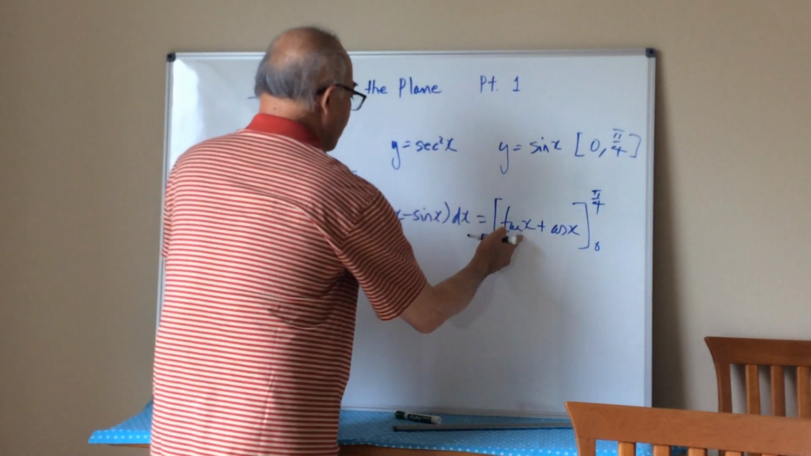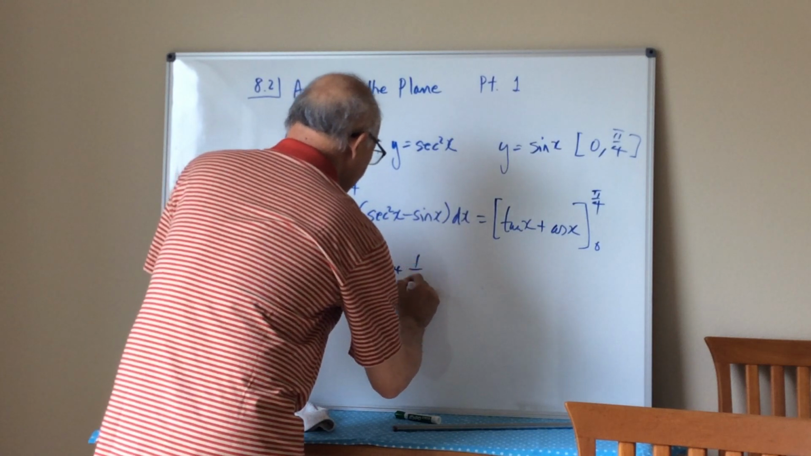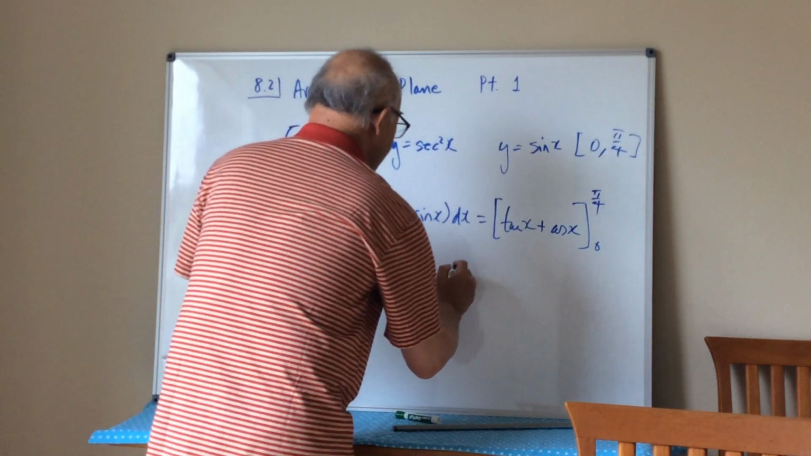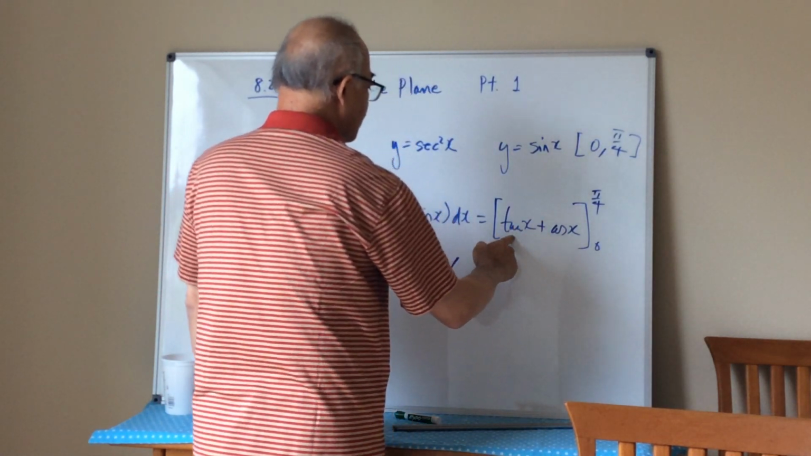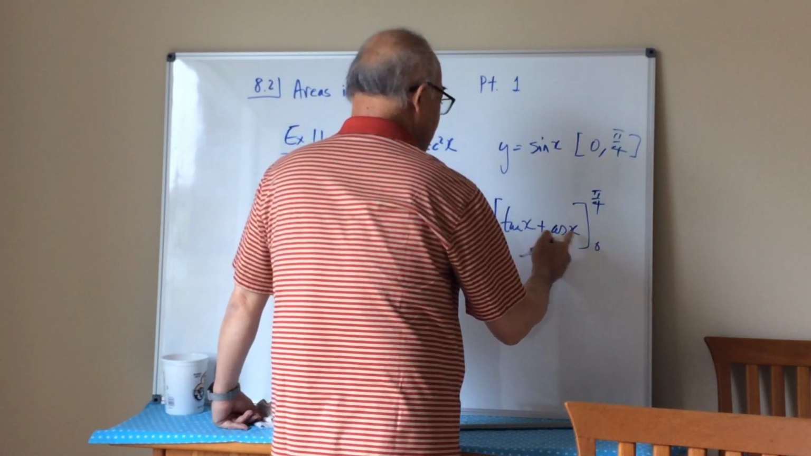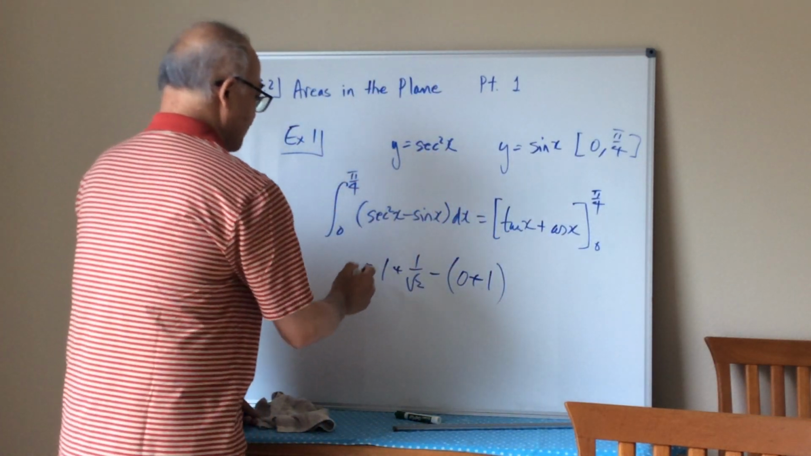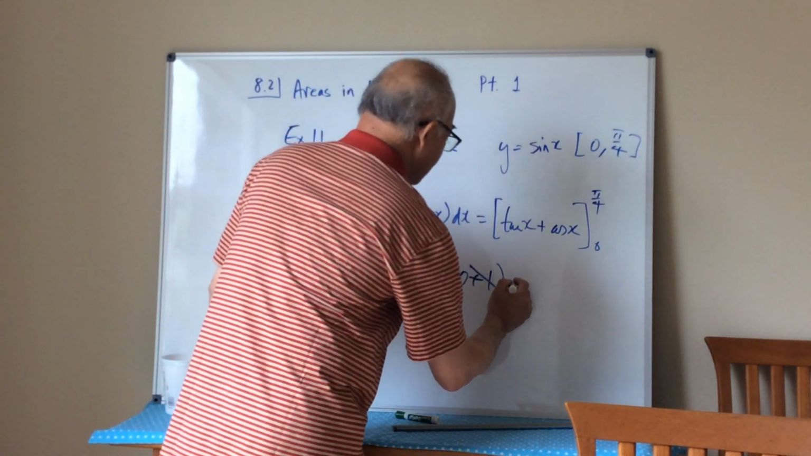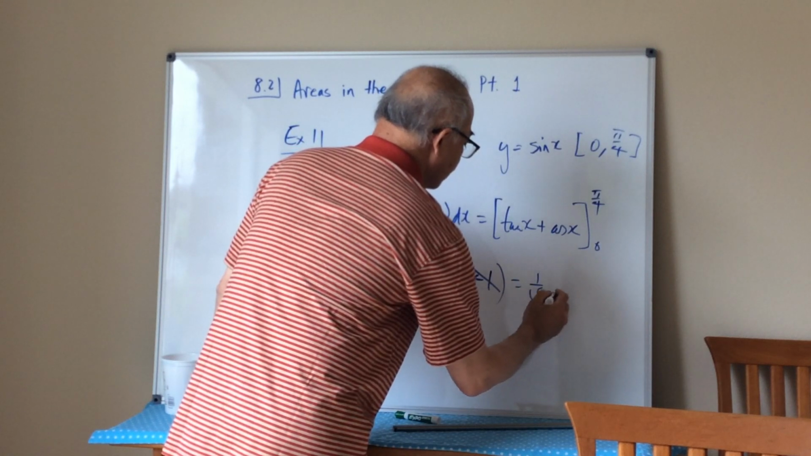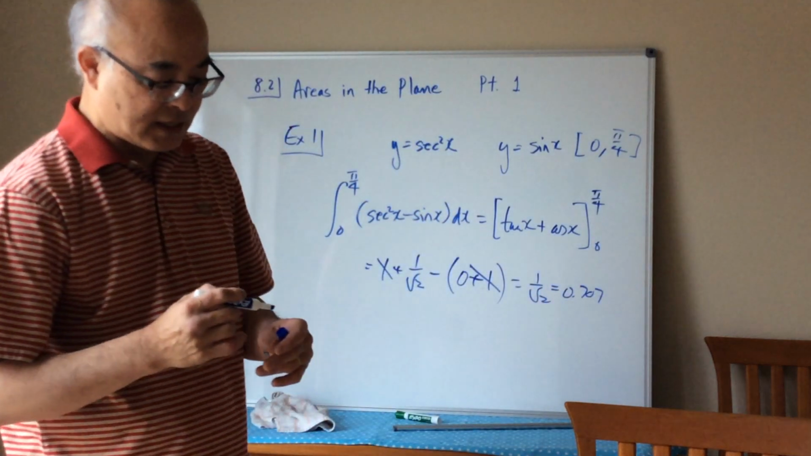Putting in pi over 4 here, I get 1. Pi over 4 here gives 1 over root 2. Then I subtract the value at 0. Putting in 0, this is 0, plus this, which is going to be 1. So this one and this one cancel out. The answer is 1 over root 2, 0.707 if you're interested.